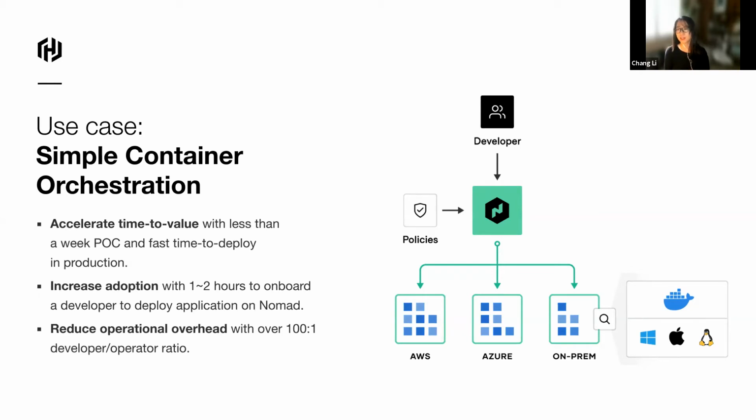The first one is time to value, right? How long does it take for me to do a proof of concept in my dev test environment? How long does it take to deploy my orchestrator, to migrate my applications, and eventually push to production?